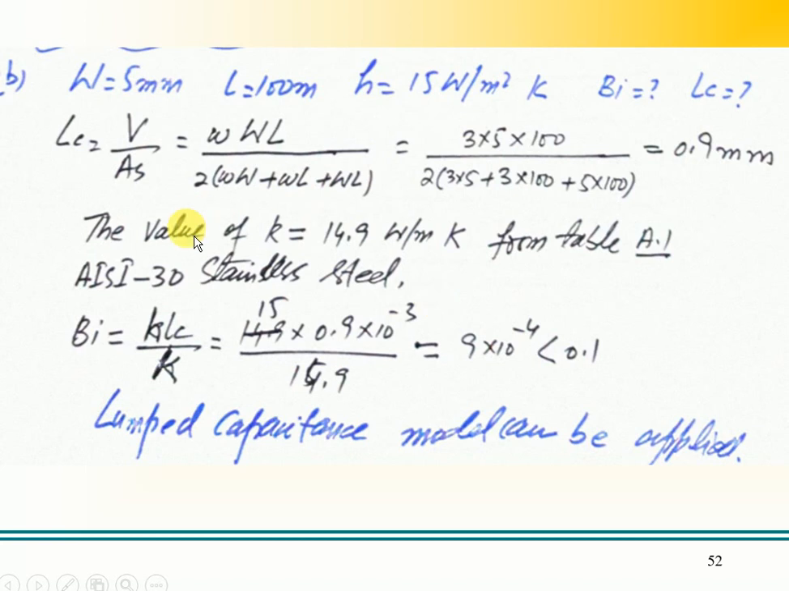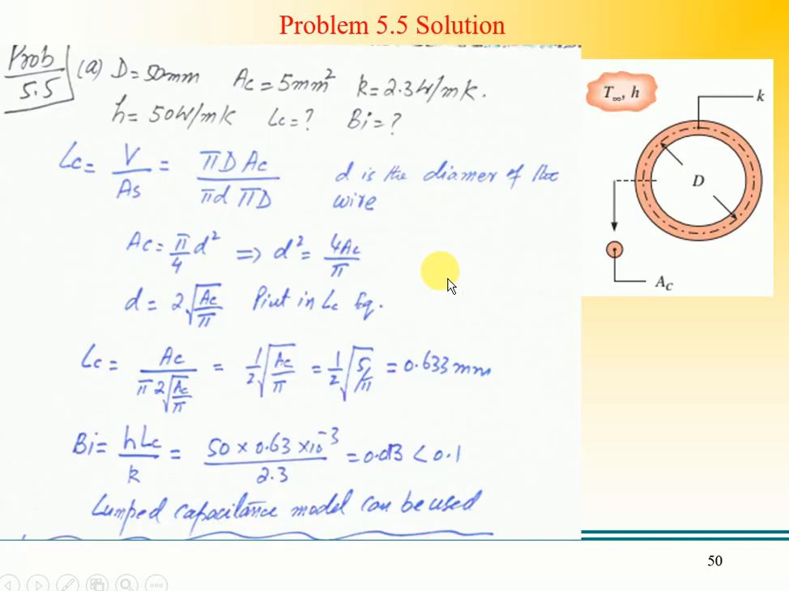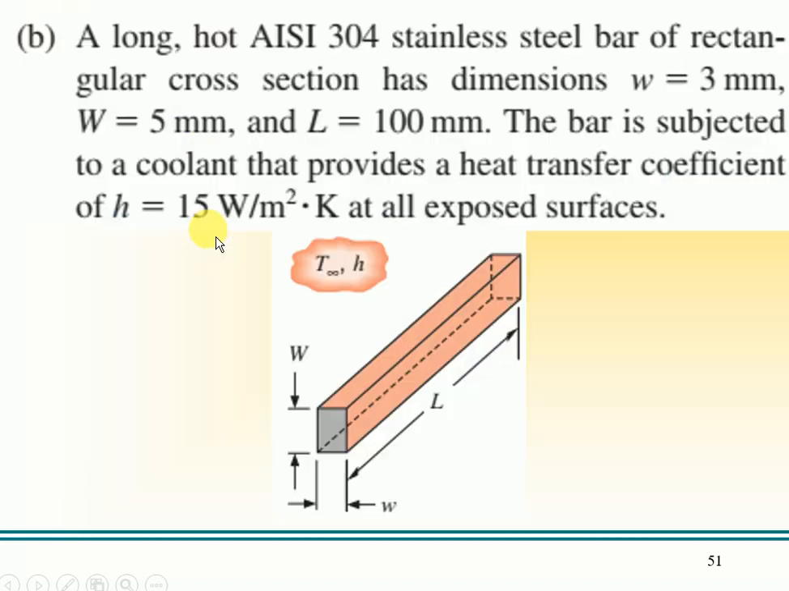So first of all, again, we have to find out the characteristic length. The characteristic length in this case: base area into height is the volume. W into w is the cross-sectional area multiplied by length. This becomes the volume, right? And the surface area, of course, one side is this W into L, 2 times.